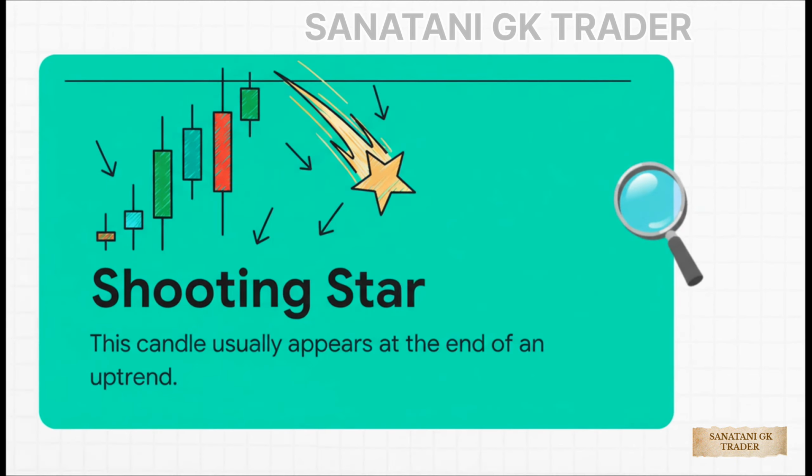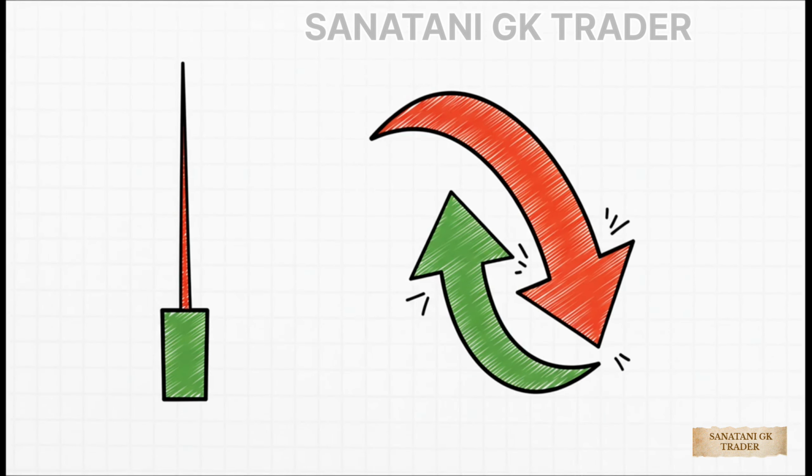It's a huge victory for the buyers, and it's a strong sign that the downtrend could be over. Okay, our third pattern is basically the polar opposite of the hammer. It's called the shooting star. And as you might guess, you'll usually find this one at the end of an uptrend after prices have been climbing for a bit. So the shooting star tells the exact opposite story.